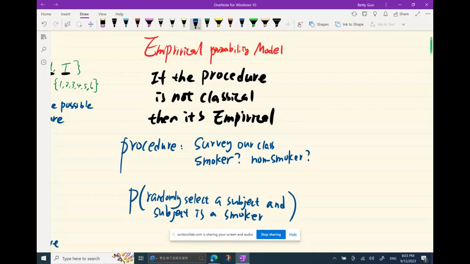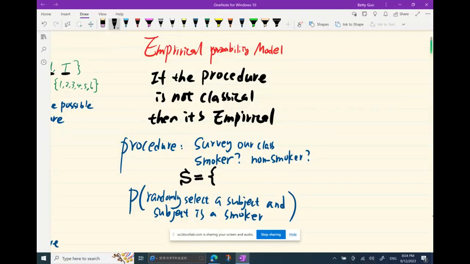Okay, guys, we have the procedure explained, right? What is the procedure? I'm going to survey you guys. I'm going to ask you, are you a smoker? And then write it down. So that's my procedure. I'm going to randomly select a subject and ask if you're a smoker or not, and then find the probability of it. So what do you think? What's the sample space of this procedure?